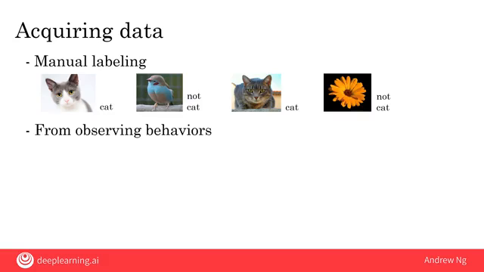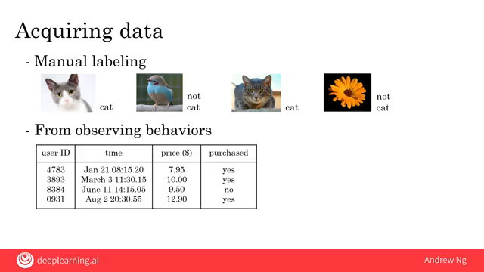Another way to get a data set is from observing user behaviors or other types of behaviors. So for example, let's say you run a website that sells things online. So an e-commerce or an electronic commerce website, where you offer things to users at different prices and you can just observe if they buy your product or not. So just through the act of either buying or not buying your product, you may be able to collect a data set like this, where you can store the user ID, the time the user visited your website, the price you offer the product to the users, as well as whether or not they purchased it. And so just by using your website, users can generate this data for you. This was an example of observing user behaviors.